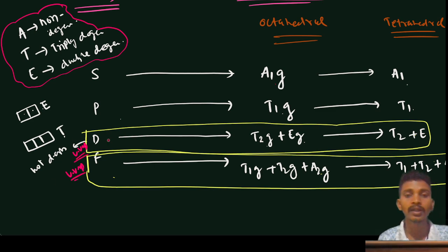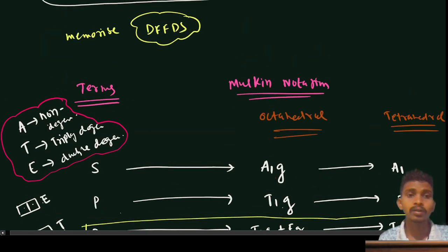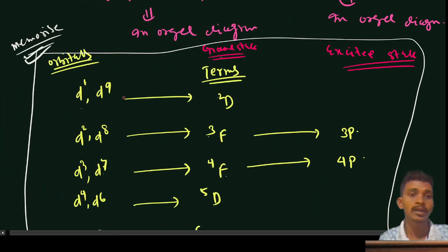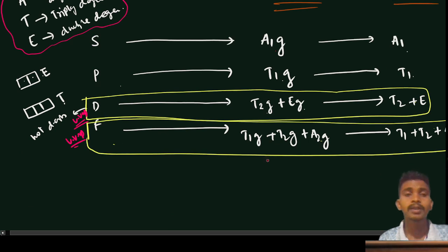Only these two terms you have to remember, T2G and EG, and this T2G, T1G plus A2G. Whenever we are talking of tetrahedrals, this G and U will not come. Okay, so these are the terms and molecular notations and orbitals. These are the terms, and how these terms are related with molecular notations we have seen. Okay, so now using these concepts we will draw the Orgel diagrams.